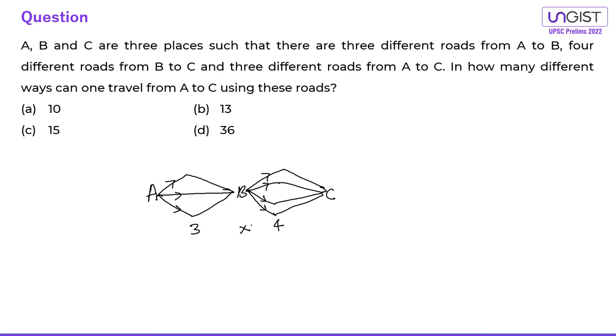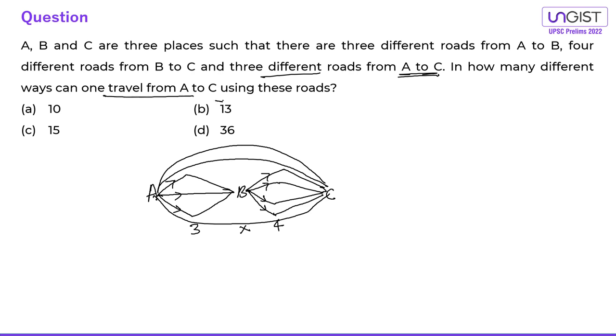And after that, three different roads from A to C. Let's say this is A to C, one more A to C and one more A to C. They are asking how many different ways one can travel from A to C using these roads. So this is 3 into 4 plus 3, so 12 plus 3, which is 15. Total 15 ways, or 15 routes, are there from A to C. All right, now let's move to the next question.